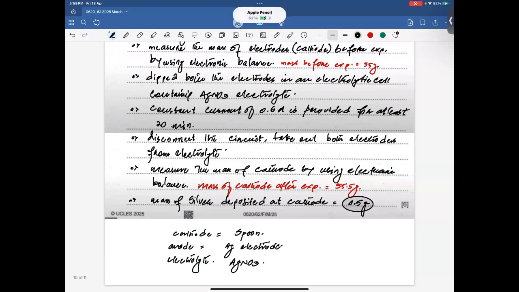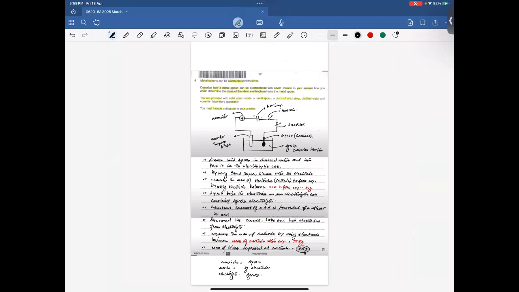That's the end of this paper. I'm gonna start theory paper tomorrow, okay, and day after tomorrow also.